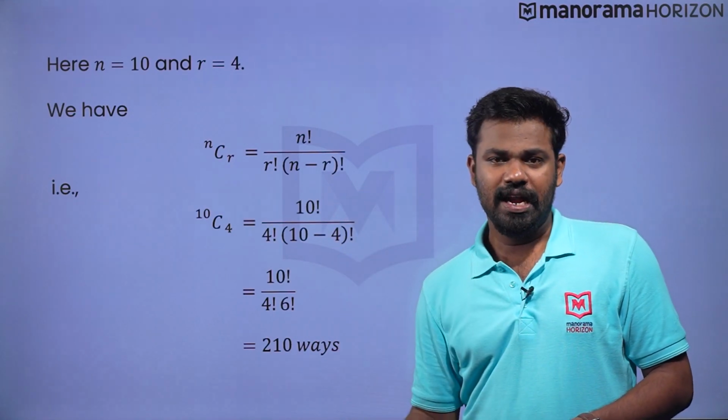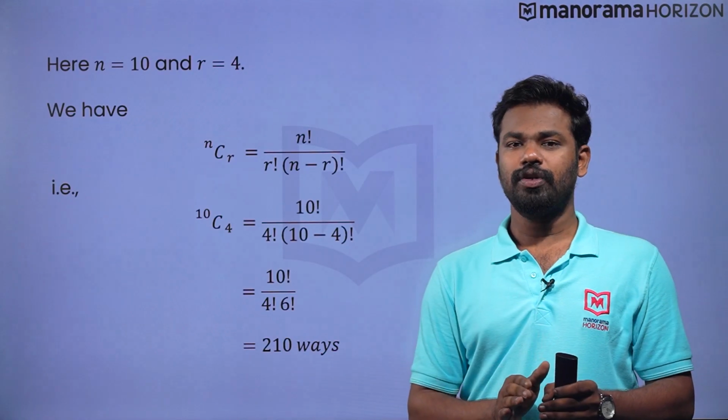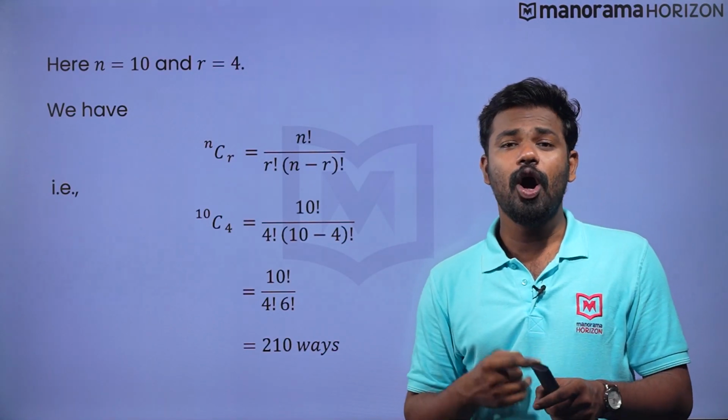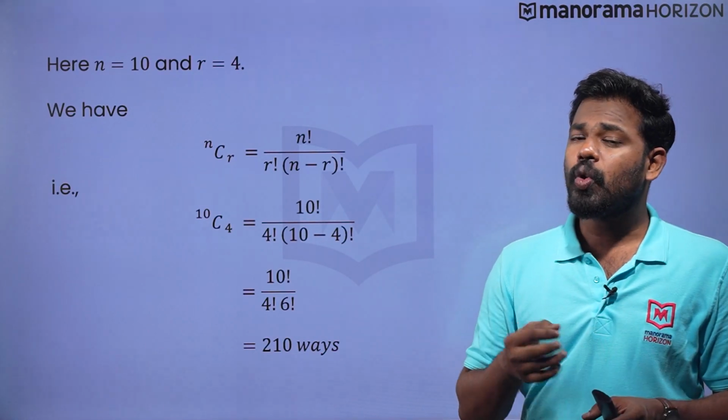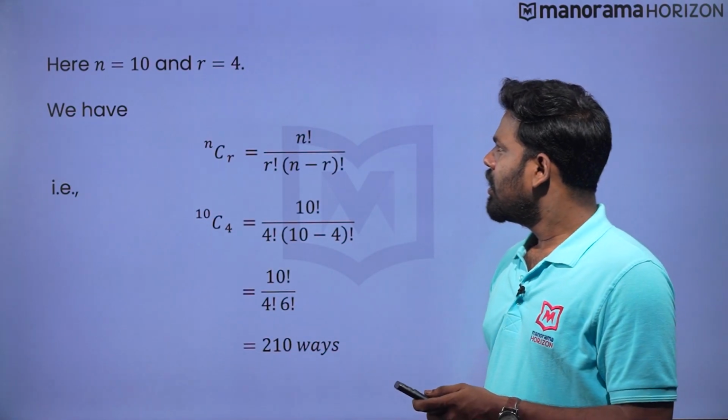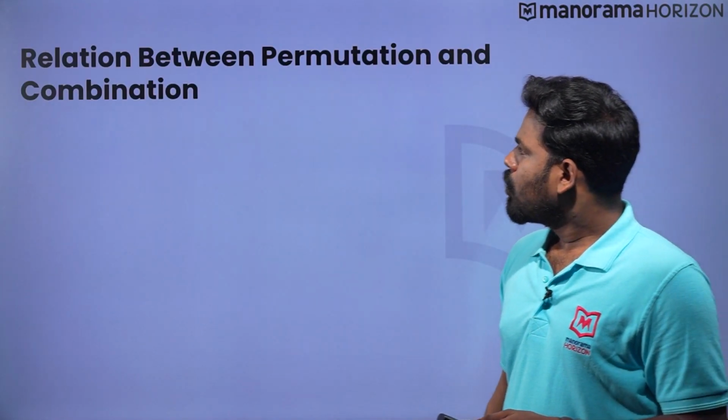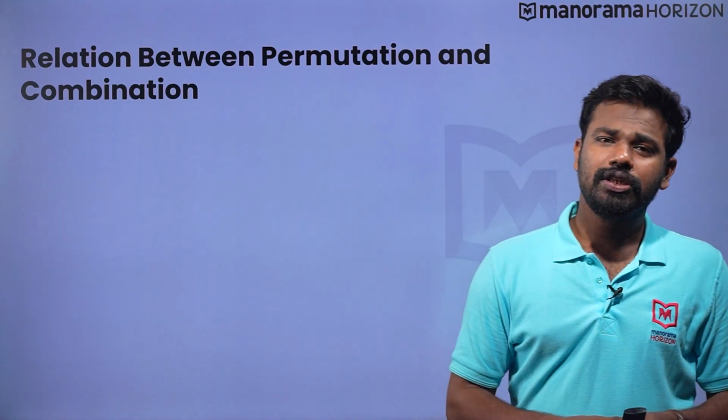So from 10 fruits, if you are asked to select 4 fruits, that selection process can be done in how many different ways? That can be done in 210 different ways. Okay. Now, what is the relation between permutation and combination?